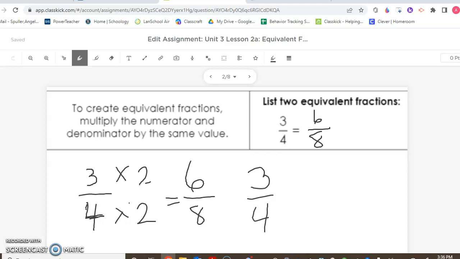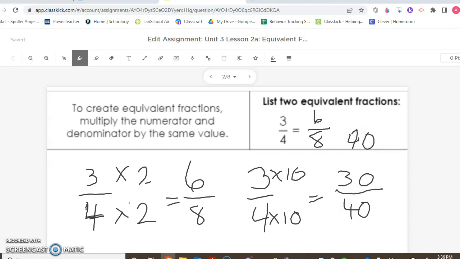Let's try another one. Well, I could use the number 3, I could use the number 4, I could use 10, I could use 100, I could use 1,000. It doesn't matter. I think I'm going to use 10 because 10s are easy, right? I can easily count by 10s. 3 times 10 is 30. 4 times 10 is 40. So 30/40 is equivalent to 3/4. All right.